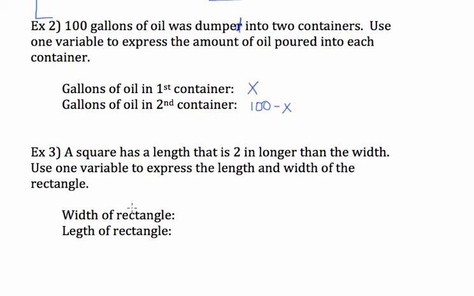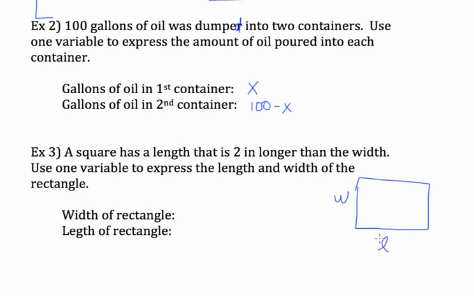Example 3. A square has a length that is 2 inches longer than the width. Use one variable to express the length and width of the rectangle. So width of the rectangle, it helps me if I have a picture of this. Okay, so the width. I know that the length, now I could put an L here, and then I'd have W for width and an L for length.